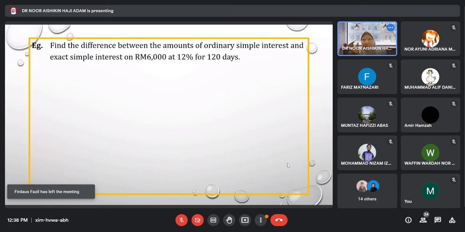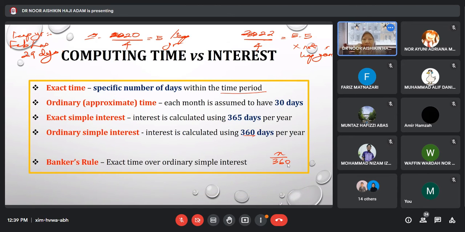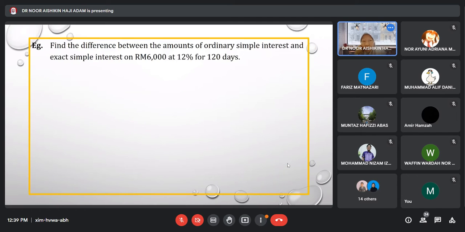So jangan confuse between exact time dengan exact simple interest. Exact time you're referring to the number of days between two given dates. Exact simple interest pula maknanya you divide by 365. Tapi kalau can also be 366 kalau ada leap year, exact simple interest tu. So ada time, ada simple interest. Nama depan tu je sama, exact or ordinary. So, back to this problem.